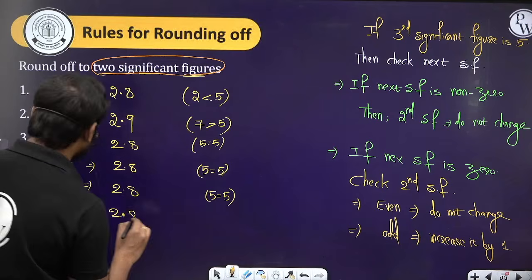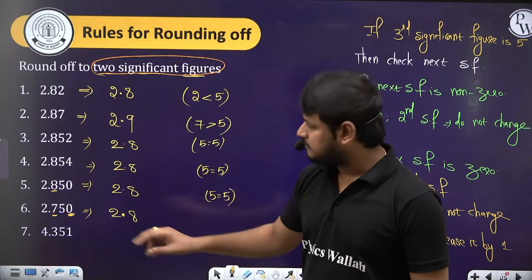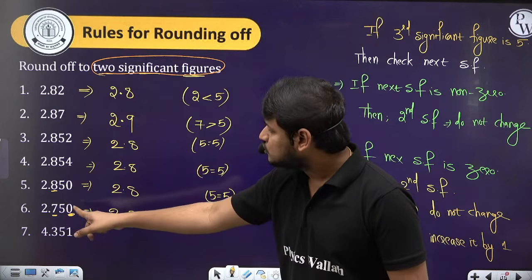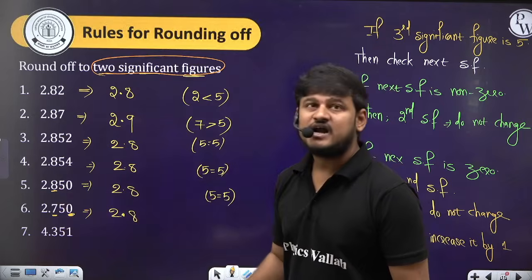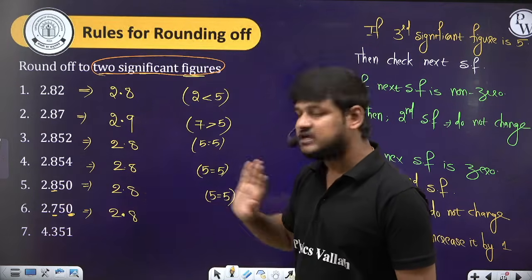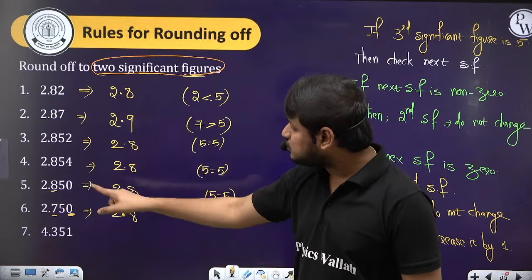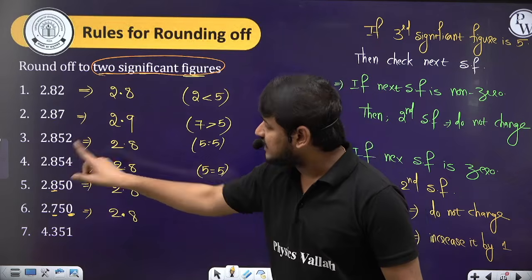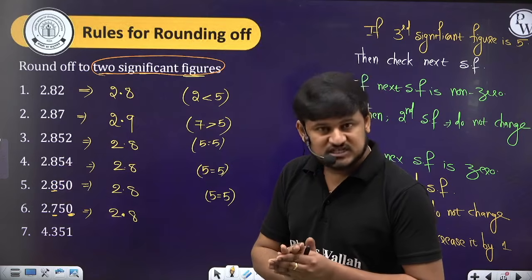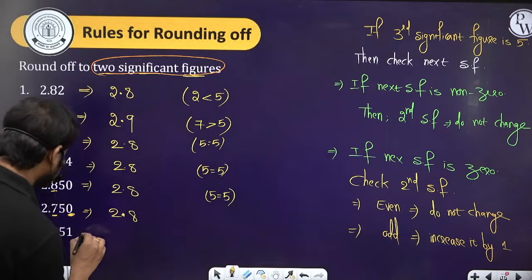Okay, understanding? If the fourth significant figure is 0 after 5, then check the even or odd of the second significant figure. If the second significant figure is even, just keep it as it is. If it is odd, increase it by 1. When should this be applied? Whenever there is 5 in the third significant figure and 0 in the fourth significant figure. Clear? Chal.